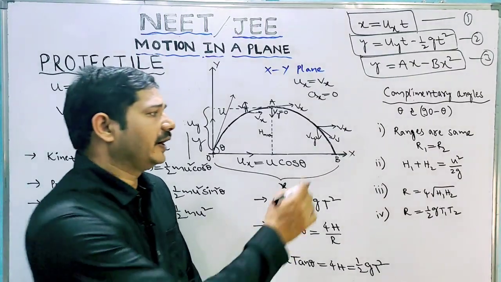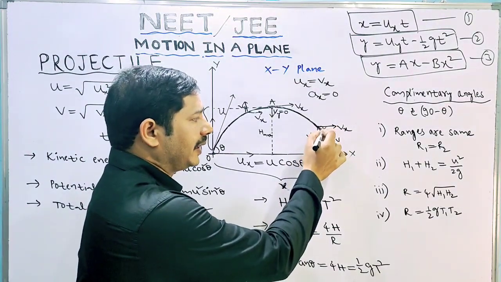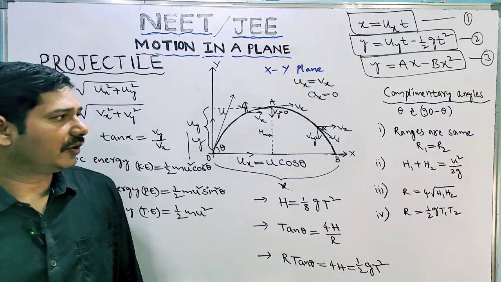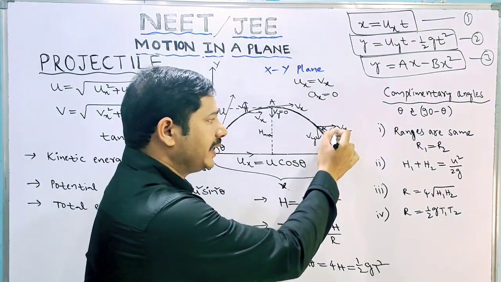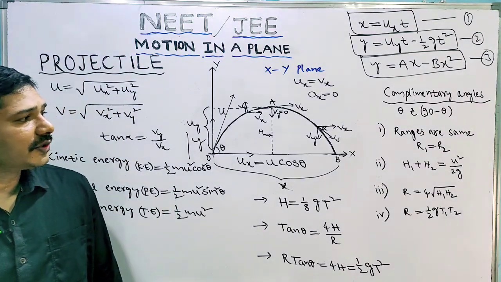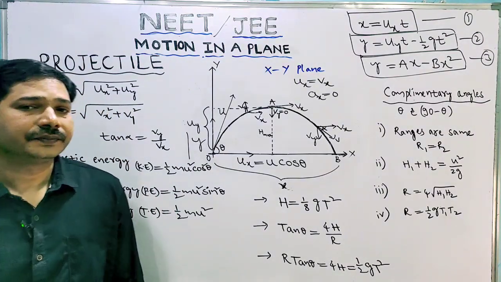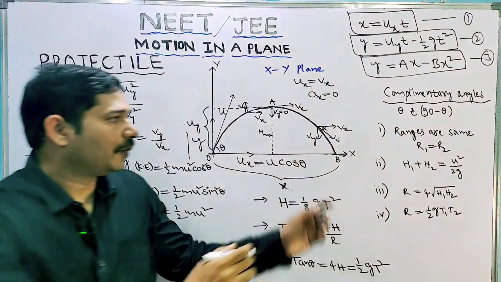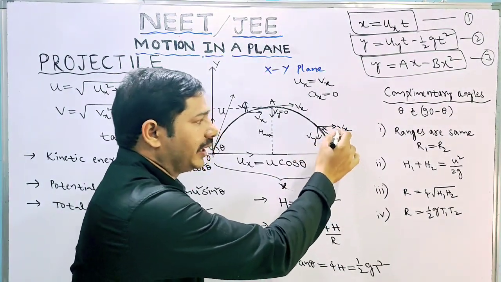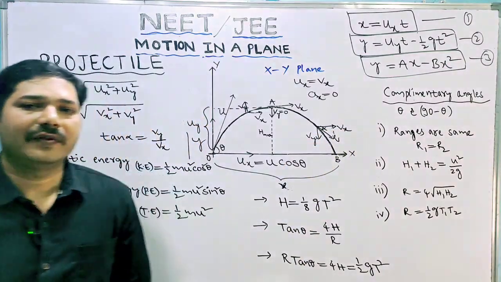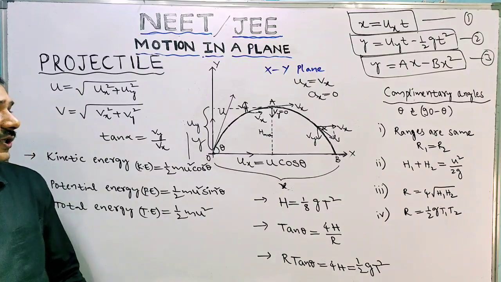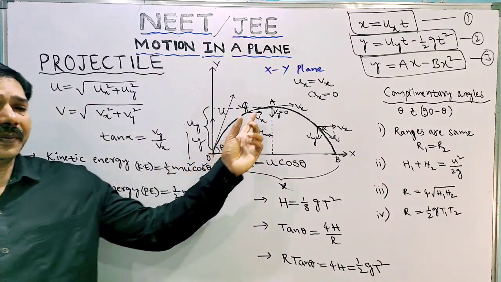So tan alpha equals, for example here I am taking alpha, tan alpha equals what? Opposite direction is Vy, so tan alpha equals opposite over horizontal. Opposite is Vy, and horizontal is Vx. So Vy by Vx.